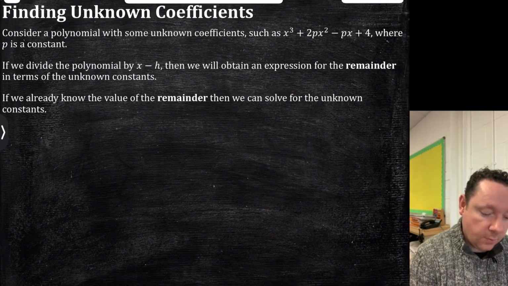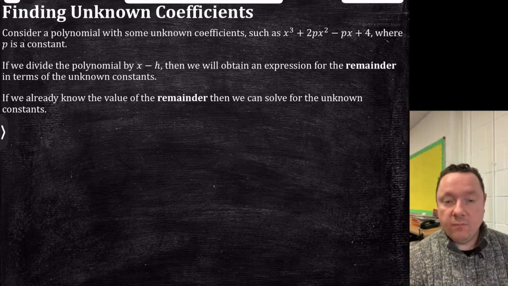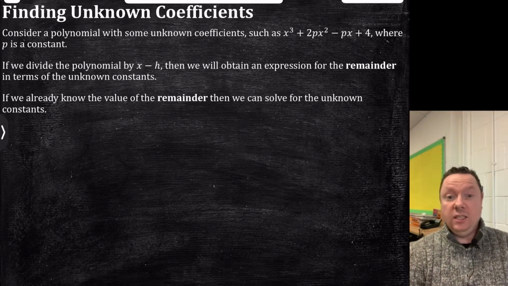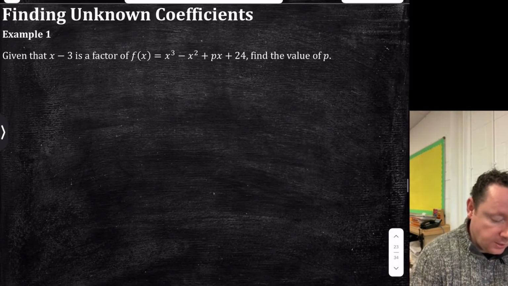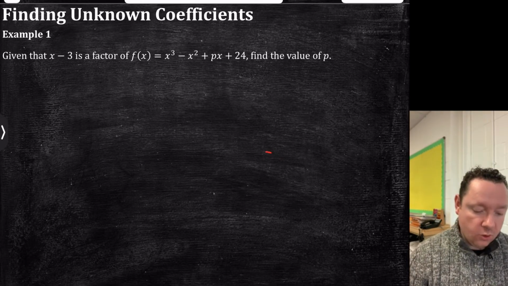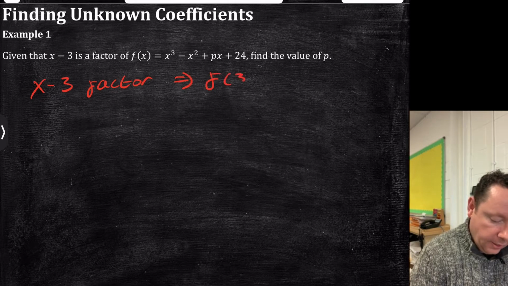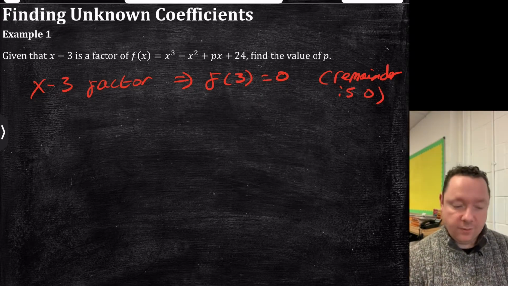Okay, we're going to look at finding unknown coefficients. If we have a polynomial with some unknown coefficients, like this polynomial with a p here, where p is some number, a constant, and we divide by some factor x minus h, then we get an expression for the remainder. But if we already know the remainder, let's say it was 0, we can then just solve what we get to find p. Here's a simple example. Given x minus 3 is a factor of this polynomial, find the value of p. If x minus 3 is a factor, that implies that f of 3 equals 0. In other words, the remainder is 0.